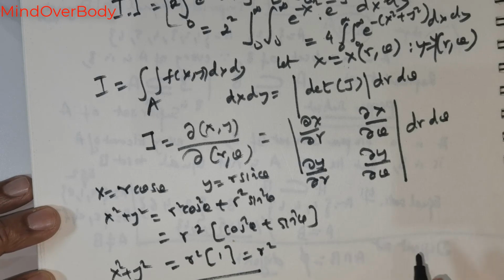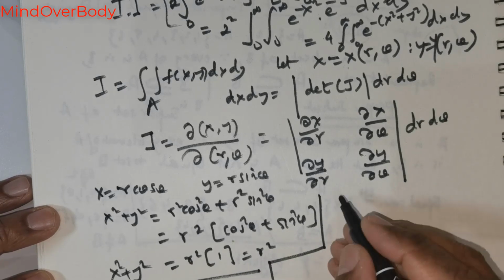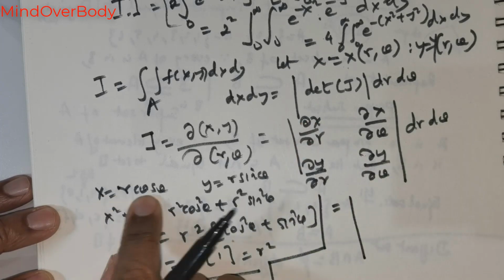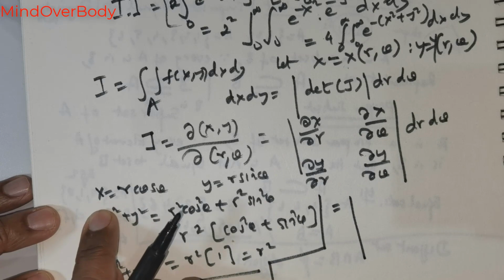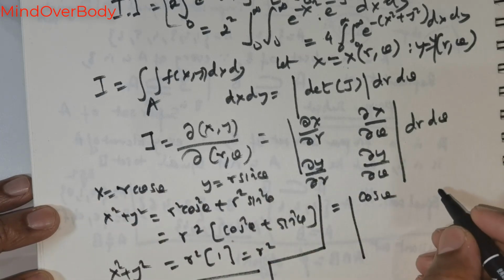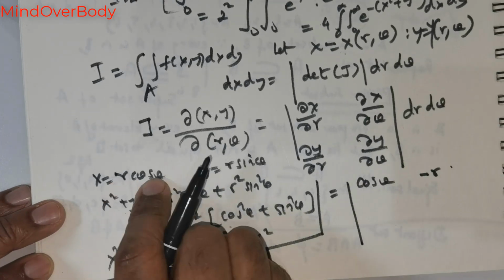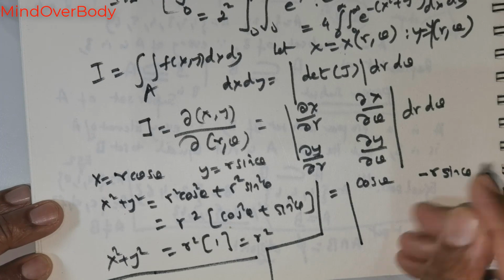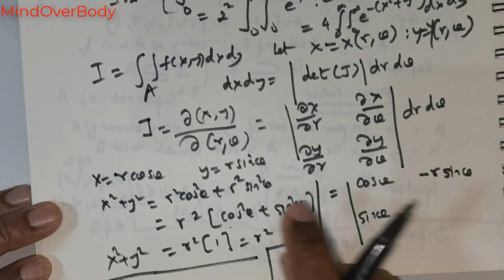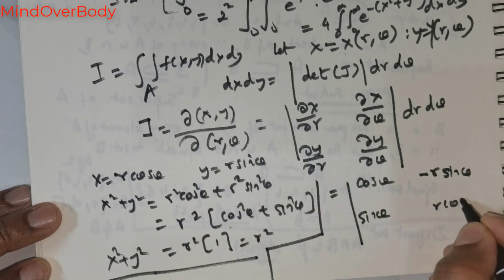Now we don't have much space here. I can try to squeeze it. Let me see. So this is equal to the modulus of ∂x/∂r. Now x is equal to r cos θ, so ∂x/∂r will give me cos θ. ∂x/∂θ is going to be negative r sin θ, because we're differentiating with reference to θ. ∂y/∂r is going to be sin θ, and ∂y/∂θ is going to be r cos θ.